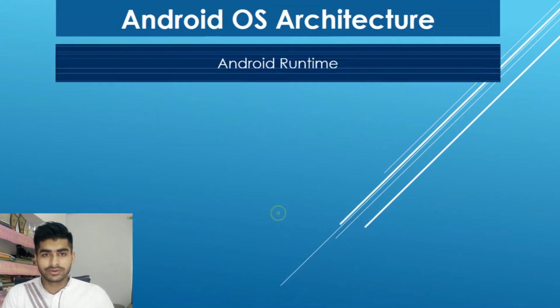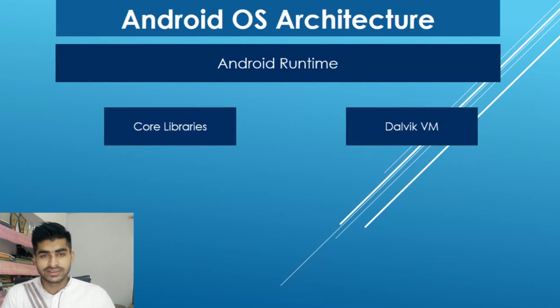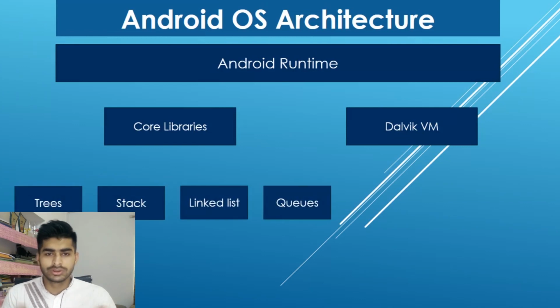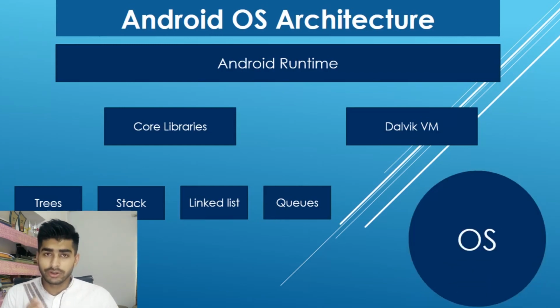Third one is Android Runtime. Android Runtime is divided into two sections. The first section is core libraries and the second one is Dalvik VM. Core libraries basically provide Java-based data structures like linked lists, queues, trees, graphs, and a lot more. All data structures are provided by core libraries. And the second one is Dalvik VM. Basically, Dalvik VM is a virtual machine in Android OS that executes Android apps.